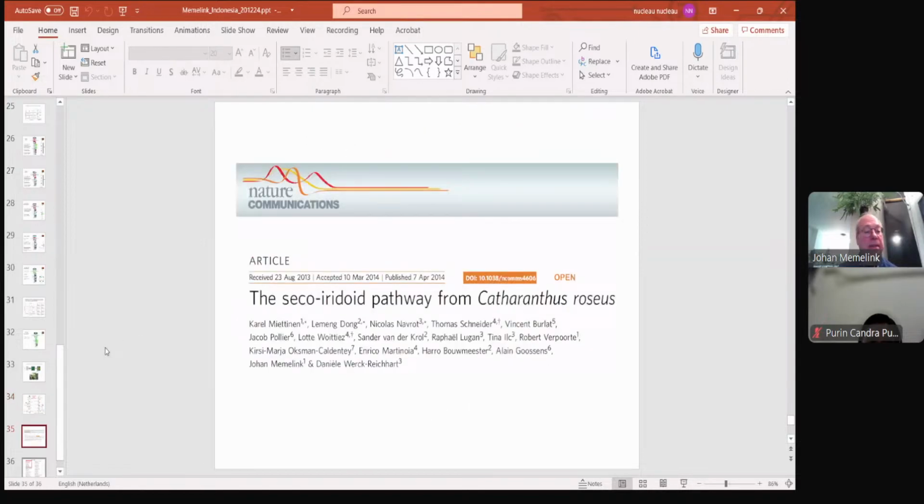Okay, so all this work led to this paper with a lot of authors, of course, from the different groups that participated in this project. It's all the Smart Cell project, which was published in Nature Communications in 2013. Well, actually 2014. It took a long time actually to get it accepted. You can see that it was submitted in 2013 and then published in April of 2014.